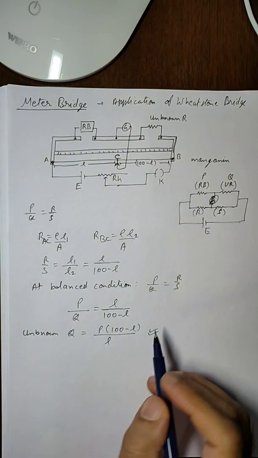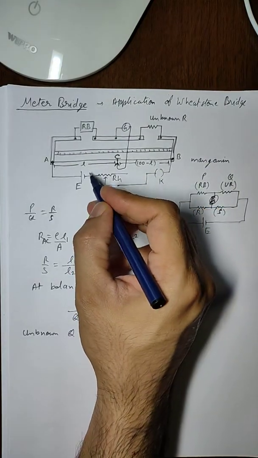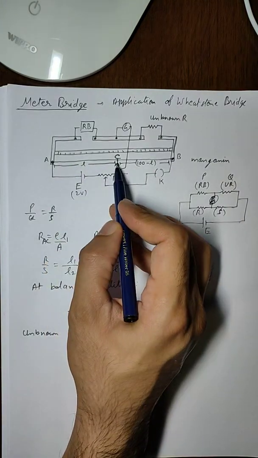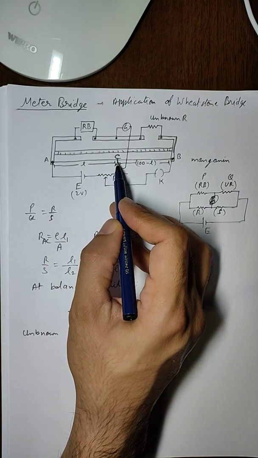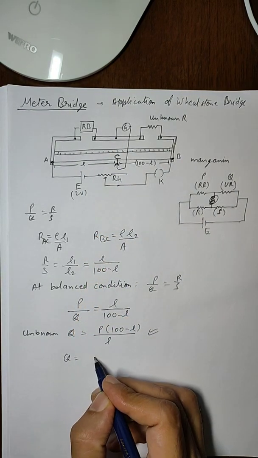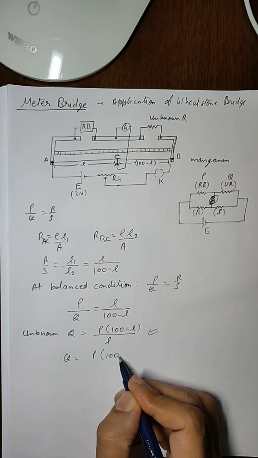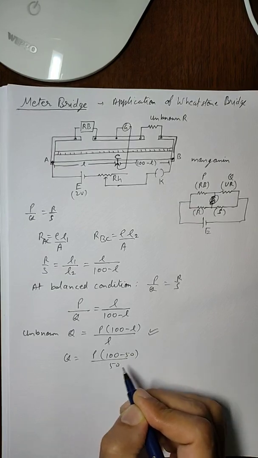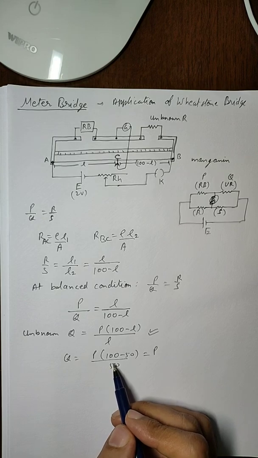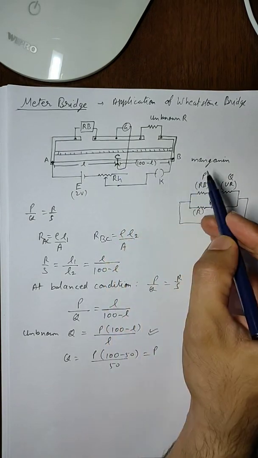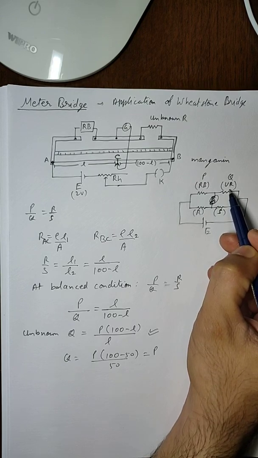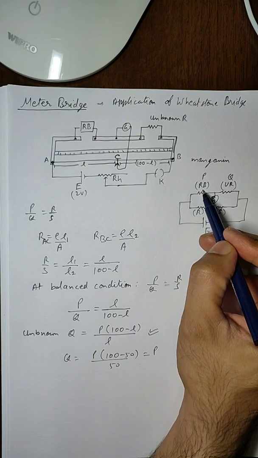Now if we give some voltage, let us say 2 volt, and we find these values, let us say that the balancing point is found at 50 centimeter at the middle of the bridge, then unknown resistance can be given as P into 100 minus 50 upon 50, which will be nothing but P. So that means at the center of the meter bridge, both P and Q will be equal. The value of unknown resistance will be same as the value of resistance in the resistance box.